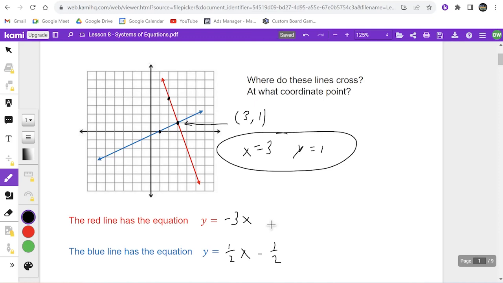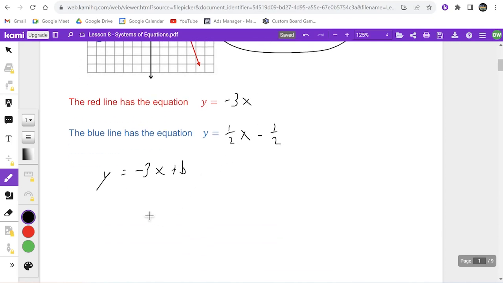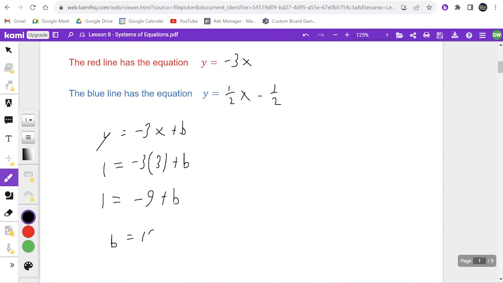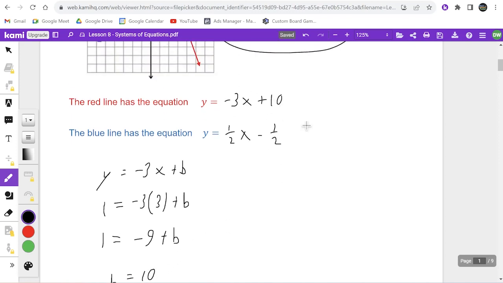Well, if I want to find the intercept, here's what I would do. I would say y equals negative 3x plus b. And then I would say I have this coordinate point here, 3, 1, that falls on the red line. So in other words, y is 1 and x is 3. And now I can just solve for b this way. So 1 equals negative 9 plus b. Add 9 to both sides. Looks like b equals 10. And so that's what I'm going to write. y equals negative 3x plus 10.